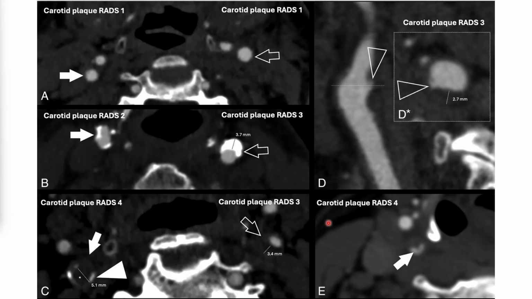And finally, in panel E, we have a lesion that has a soft plaque kind of appearance, but at the center of it, there's a nodular kind of protrusion into the lumen. And so this is the appearance of intraluminal thrombus superimposed on plaque. So this is the highest risk level, carotid plaque-RADS 4.